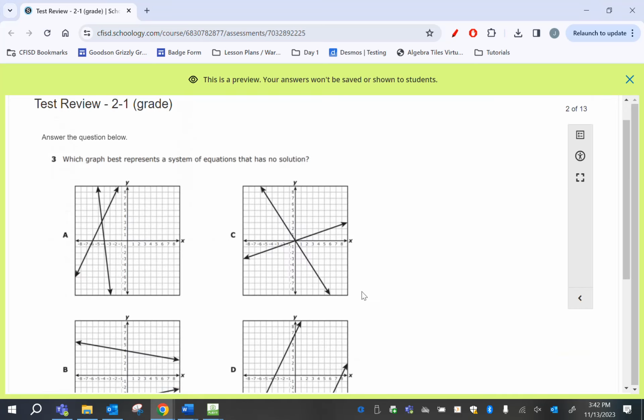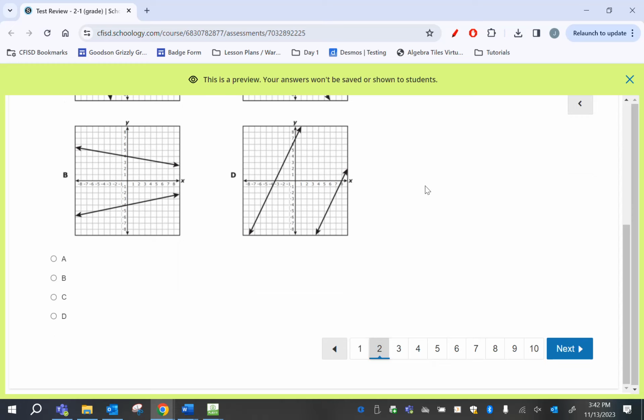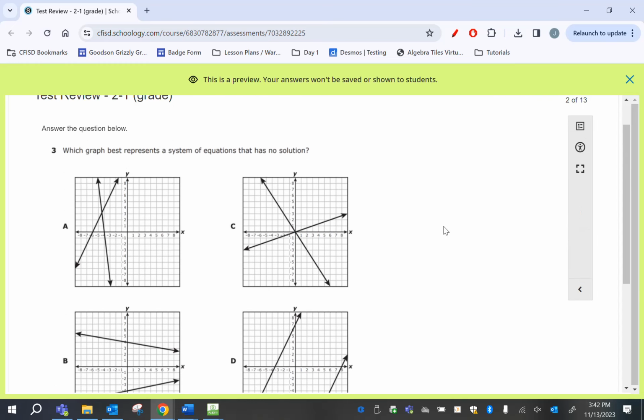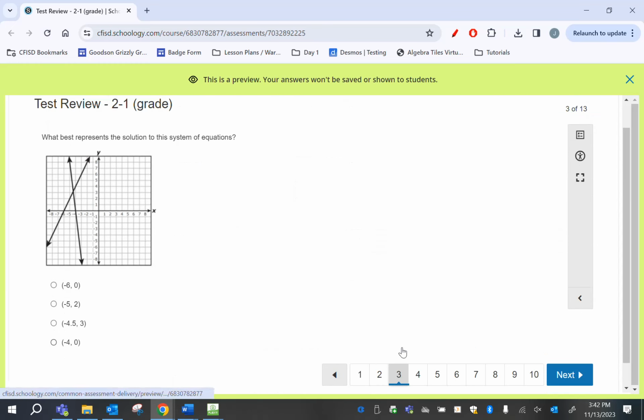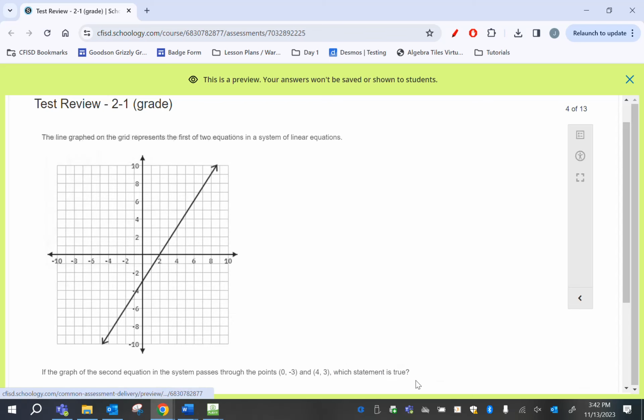Next question. Which graph best represents a system of equations that has no solution? So you're just looking for the graph that appears to have no solution. Now this one is a system of equations. What best represents the solution to this system of equations? You're looking for the ordered pair that represents the solution to this system of equations.